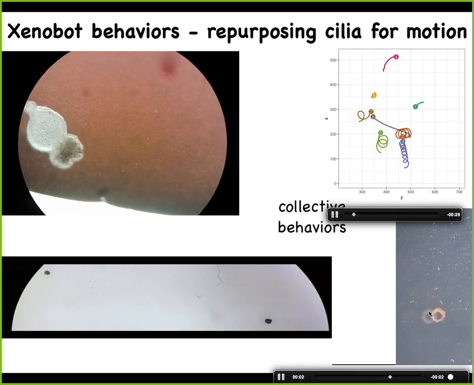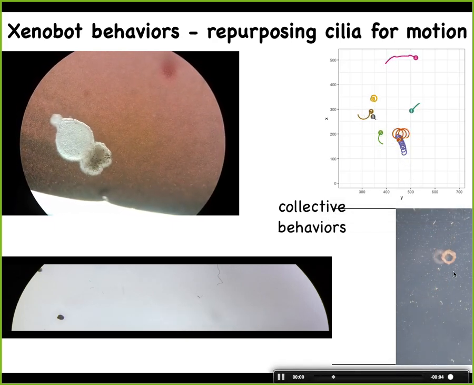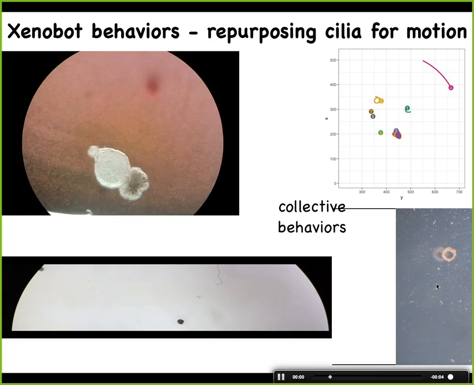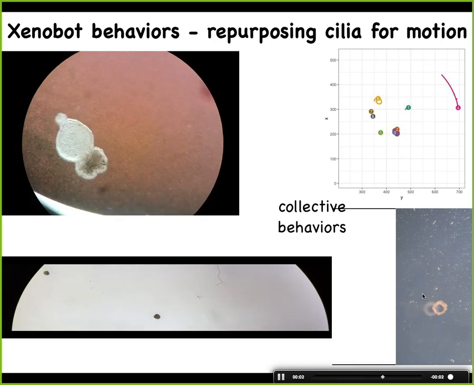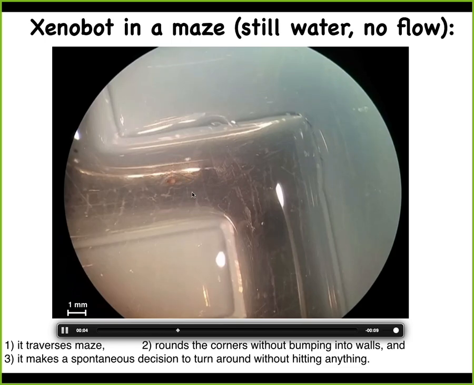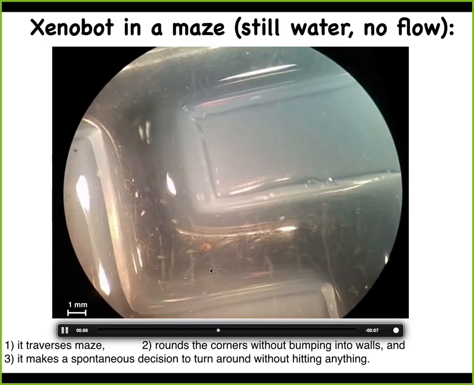We can make them into various shapes. So Doug does all this, under the direction of this AI program that Josh and Sam have written, they can make various shapes. Here's a Xenobot doing a maze. So, still water, no water movement. So it takes the corner without having to bump into anything.